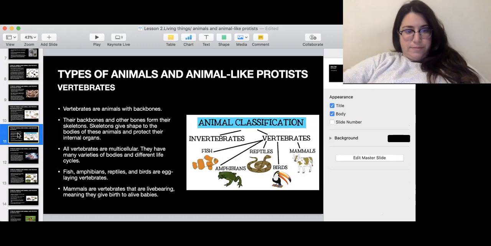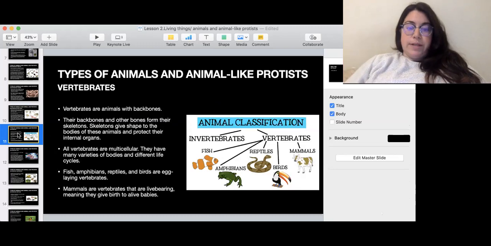And then we have vertebrates. Vertebrates are animals that have a backbone, and that backbone gives shape to their body, okay? And protects their internal organs. All vertebrates are multicellular, meaning that they have more than one cell in their body. And they have different shapes and sizes.